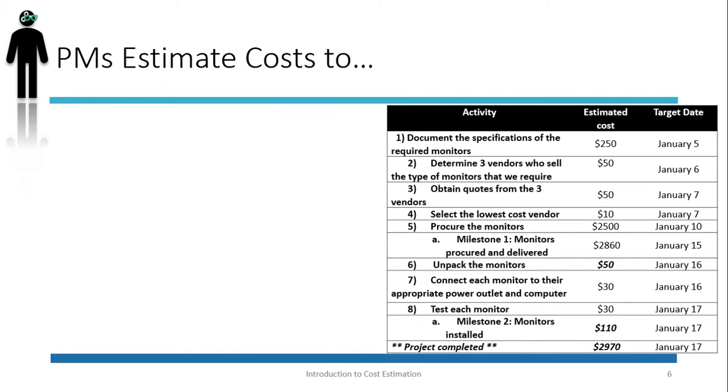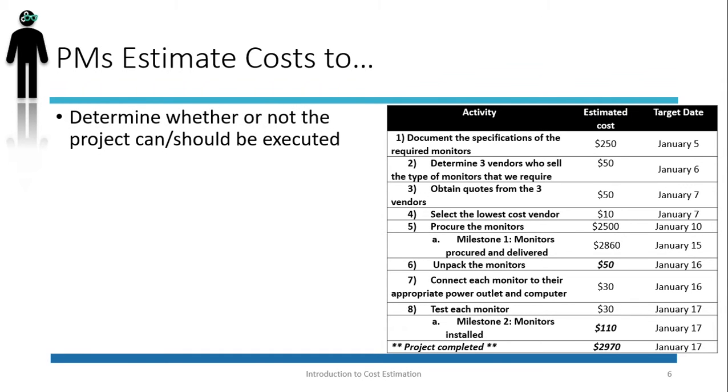Now, why do we estimate costs? Project managers estimate costs of activities to determine whether or not the project can and should be executed. In our previous example, for instance, if only $1,000 is available, we will need to find alternative sources of funding or even put the project on hold until the total amount of $2,970 becomes available.